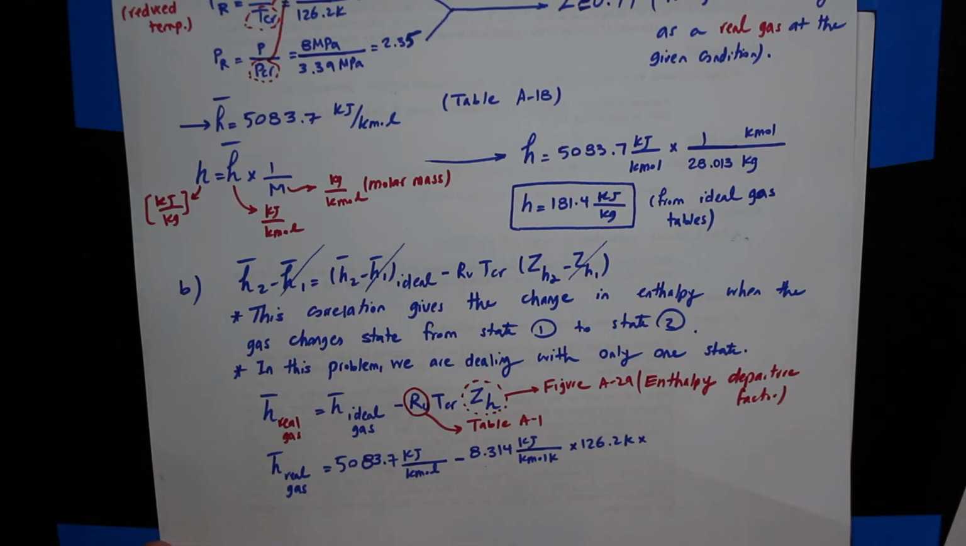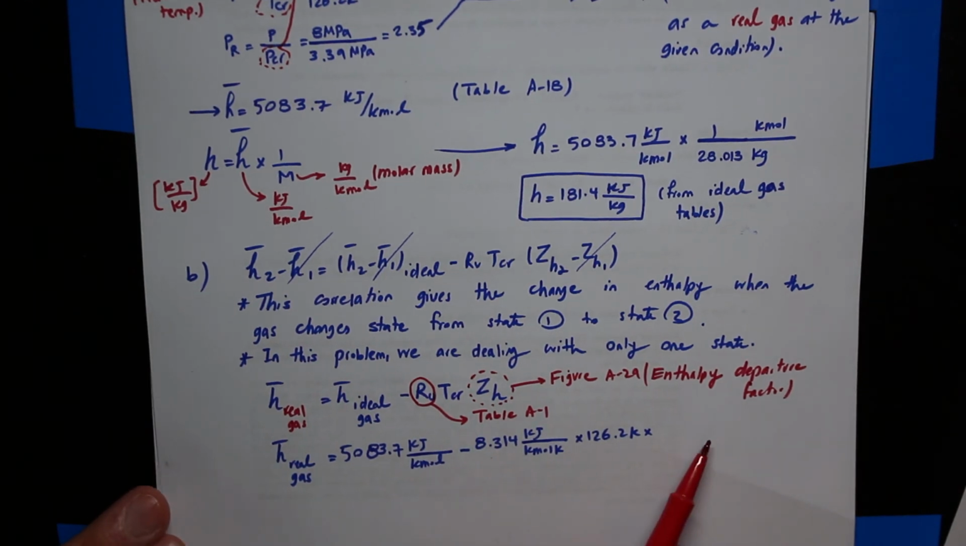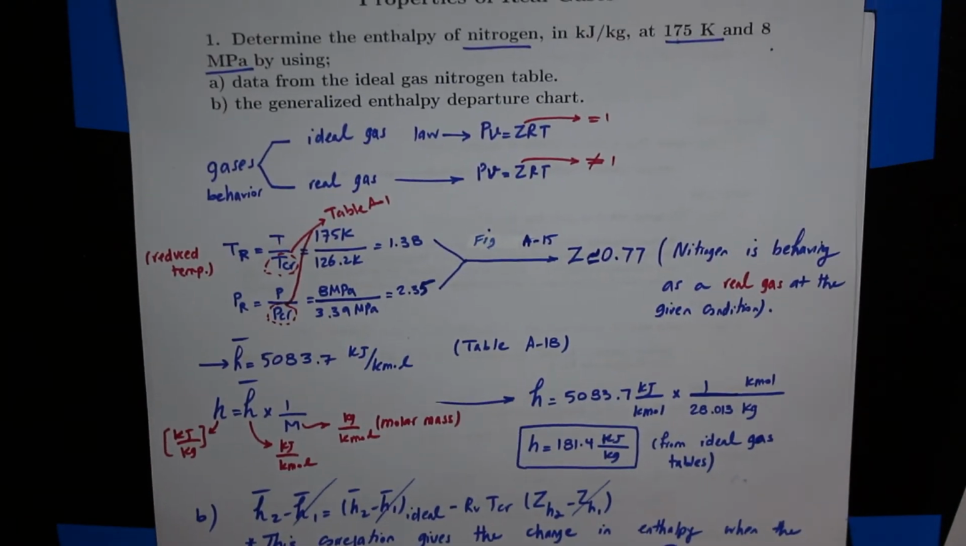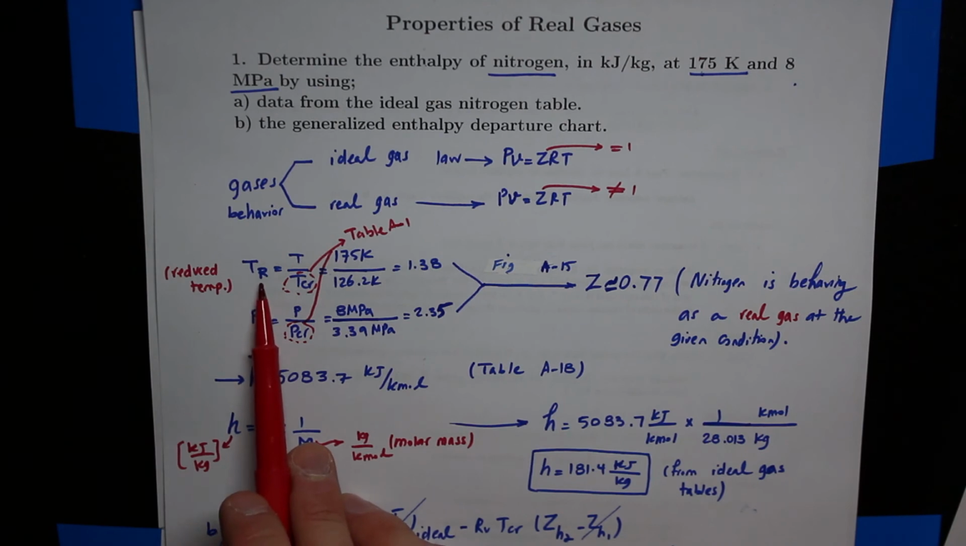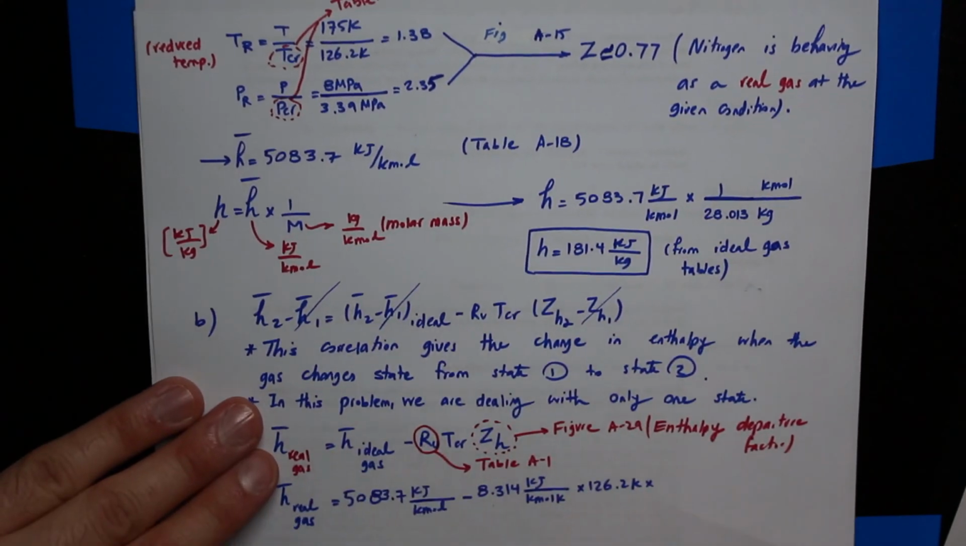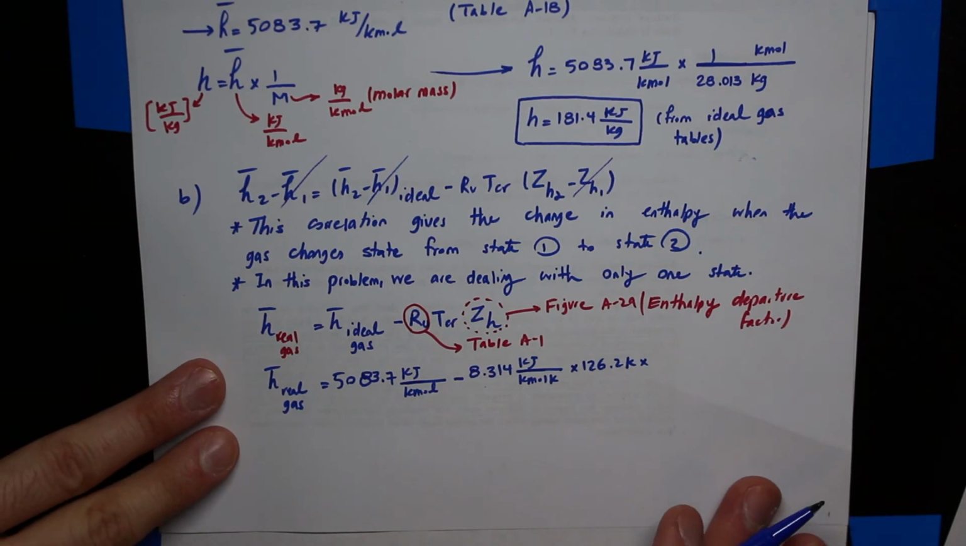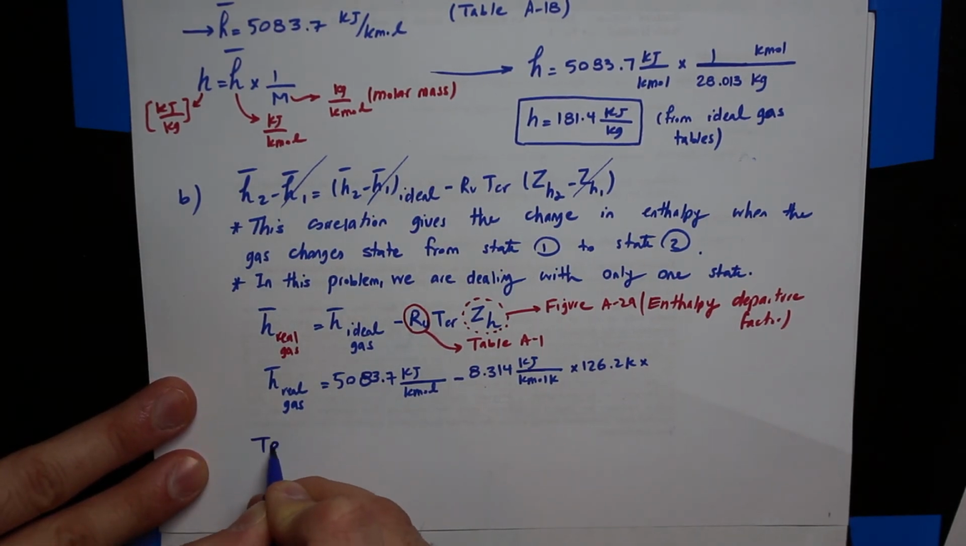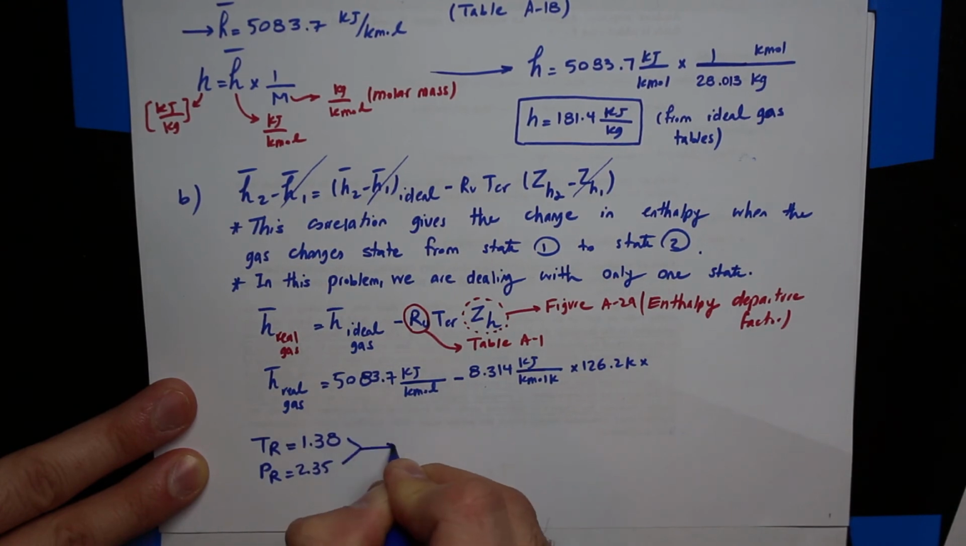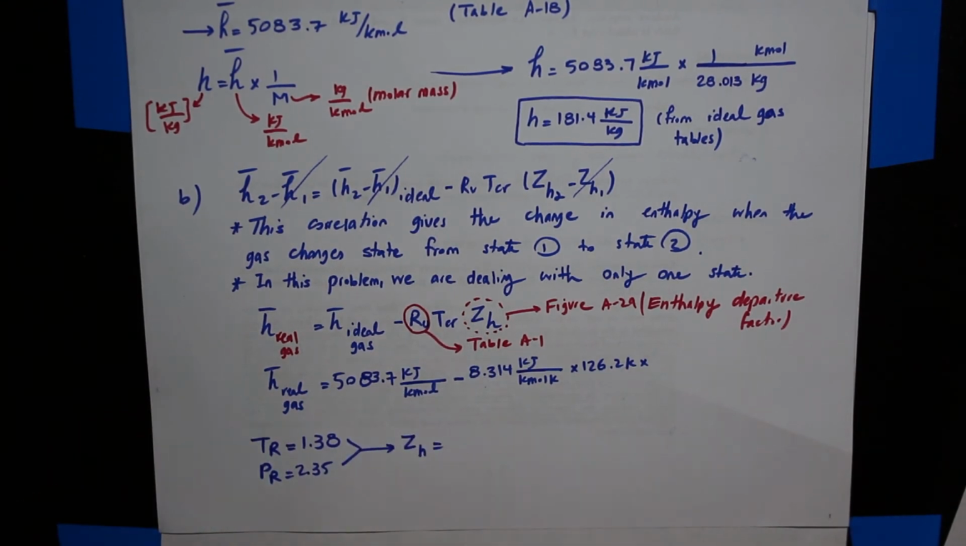So if I want to find ZH, I need to have my PR and TR. And the good thing is at the very beginning, I already obtained the reduced temperature and the reduced pressure. So you go to figure A29, and based on that, you should be able to find your ZH value. Let's say for TR equal to 1.38, for PR equal to 2.35, you go to the table and read the ZH value. So let's do that together.